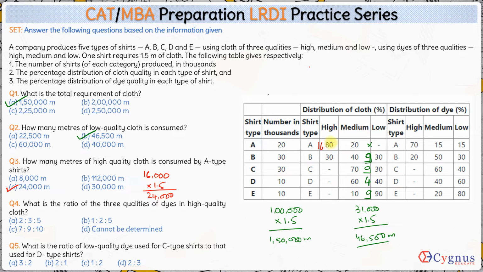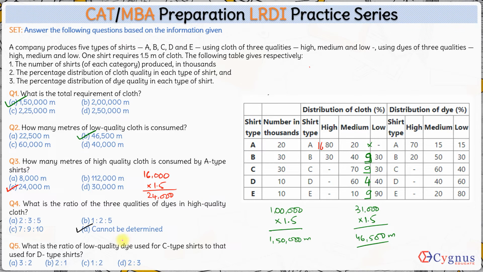Since we do not know the distribution of dyes in high quality shirts, we would not be able to answer this question. Hence the answer to this question would be option D here. The overall distribution is known, but that overall distribution is for high and medium shirts together, and we do not know the distribution for only high shirts. Hence the answer is cannot be determined here.